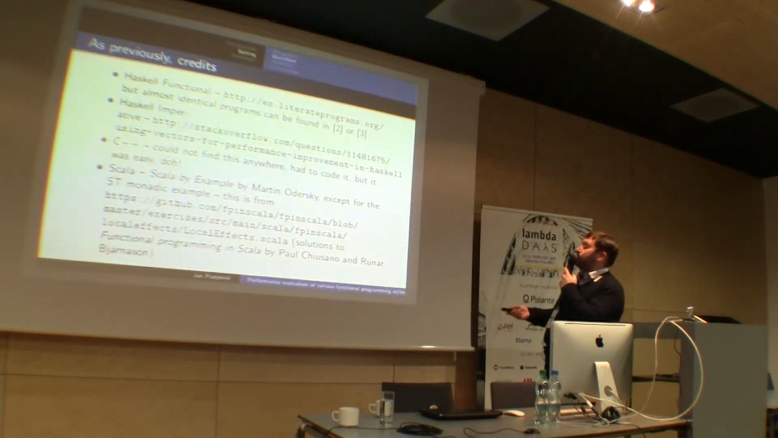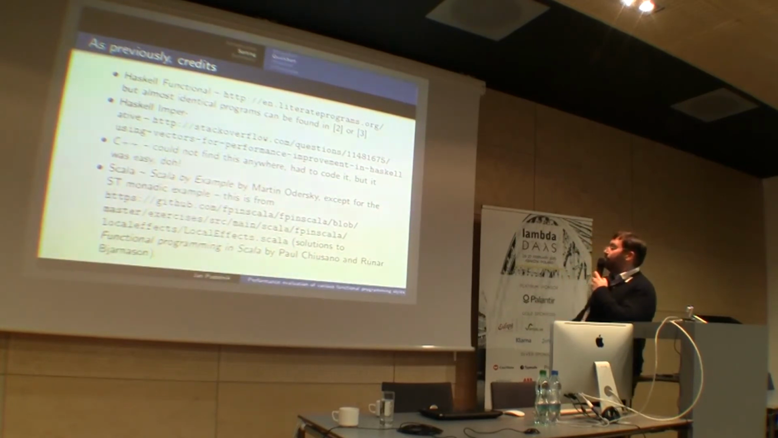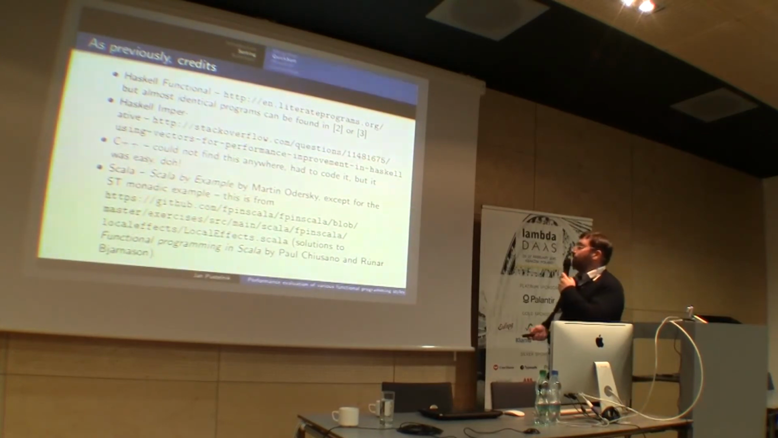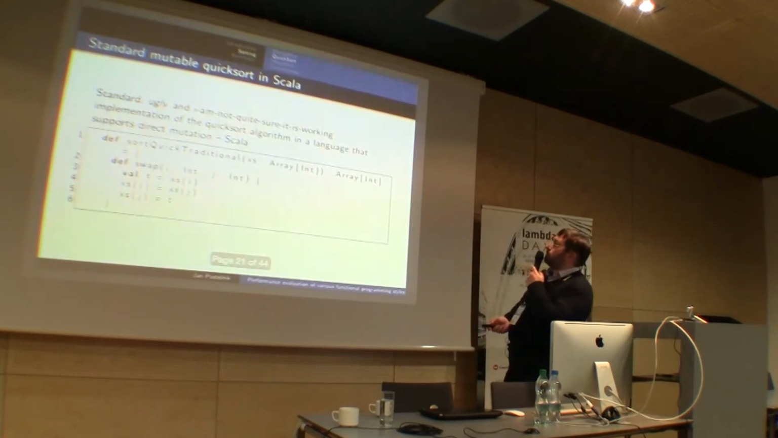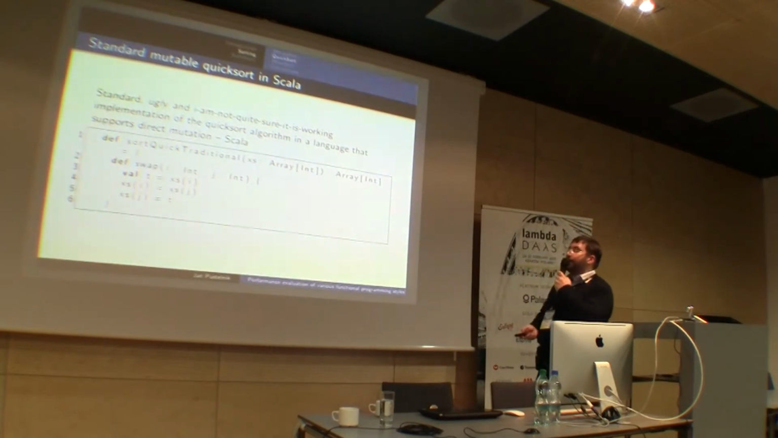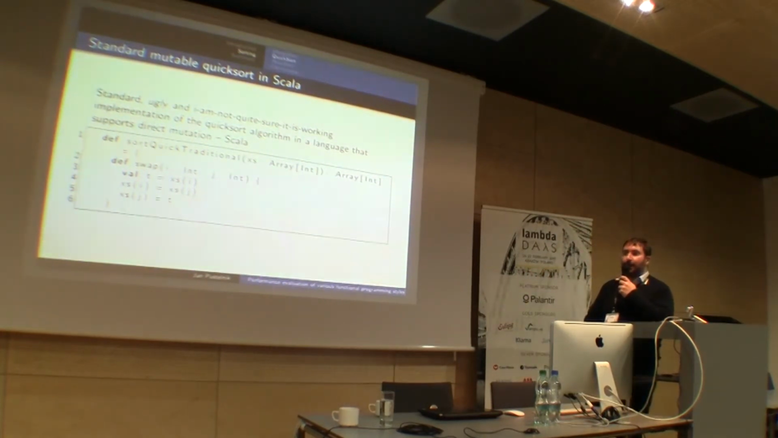So these are just code samples. This is something I'm going to talk about, the ST monad, for Scala. It's just some code from the excellent book Functional Programming in Scala, by Paul Chiusano and Runar Bjarnason. So this is ugly standard Quicksort with a bug, taken from Odersky's Scala by Example.